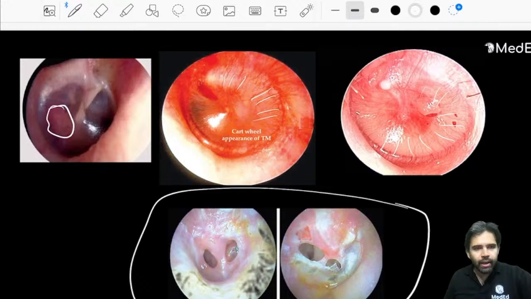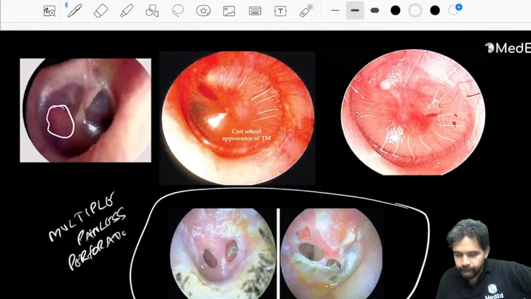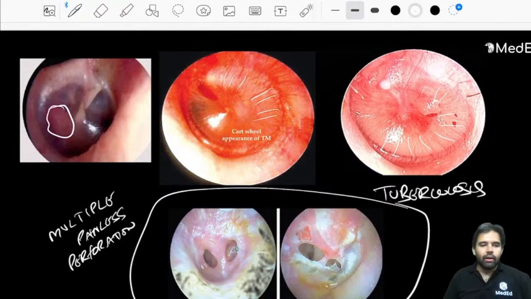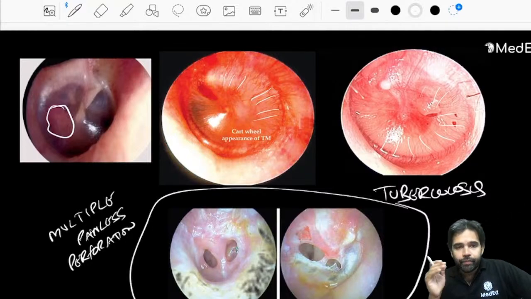When you see multiple painless perforations, here's the clue: multiple painless perforations. Right? This is tuberculosis. Okay, so this is the TB, tuberculosis, TB here. Pratibha is saying correct. Legendary Ritvik is also saying correct.